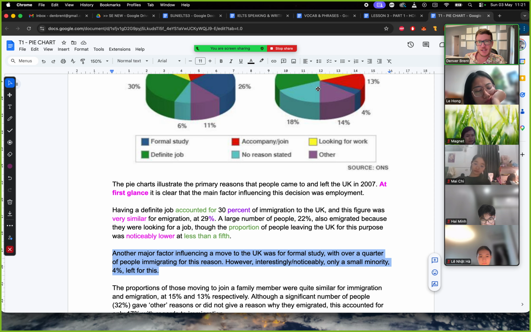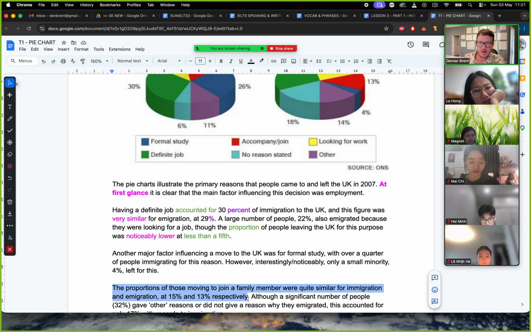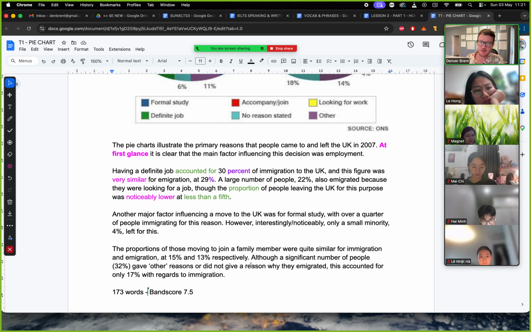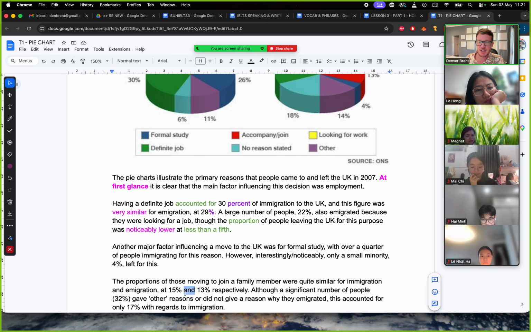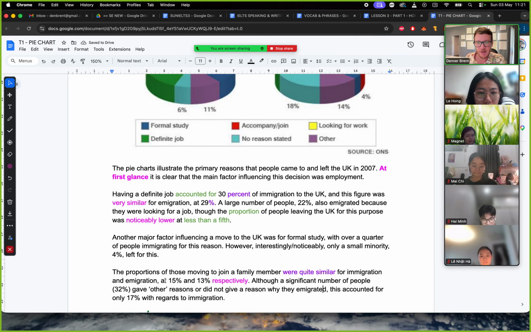And then here they grouped this here. I would have put maybe above here, but it doesn't matter. The proportion of those moving to a family member were quite similar for immigration at 15 and 30% respectively. There's that power word there, respectively. But also, again, look here, were quite similar. Again, it's adjective phrases that are just giving you a little bit of detail into what this is doing.